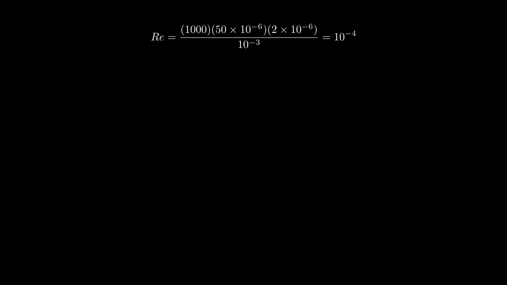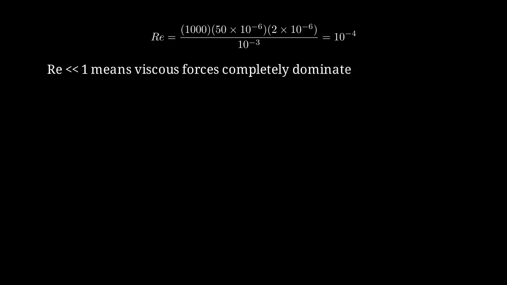For water, density is 1,000 kilograms per cubic meter. Viscosity is 10 to the minus 3 Pascal seconds. With our 50 micrometers per second velocity and 2 micrometer size, we get a Reynolds number equal to 10 to the minus 4. A Reynolds number much less than 1 means viscous forces completely dominate over inertia. If a nanomotor stops producing thrust, it stops moving almost instantaneously within microseconds.